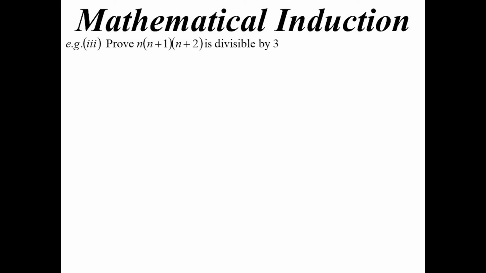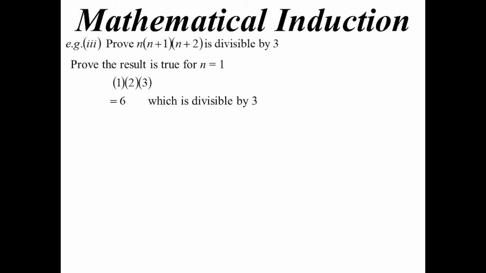This is a little bit different, because you'll notice I don't have a left-hand side and a right-hand side to work with. I've just got this statement, prove it's divisible by 3. So I can do the first step, prove it's true for n equals 1. So 1 times 2 times 3 is 6. Yes, 6 is divisible by 3. So good, that does work for n equals 1. So that's fine. But how do I write down my assumption?